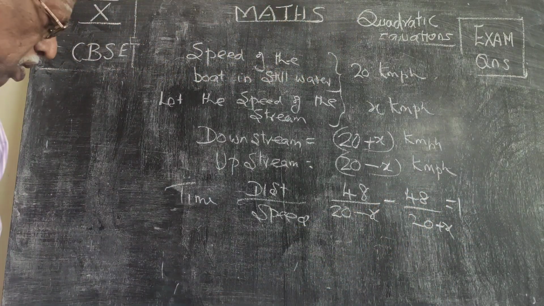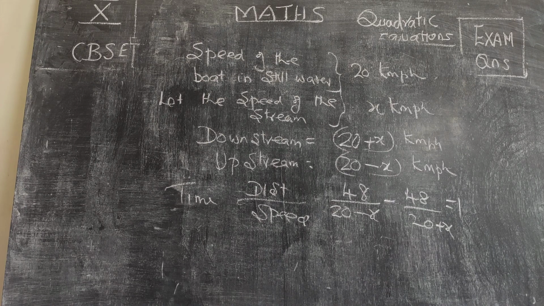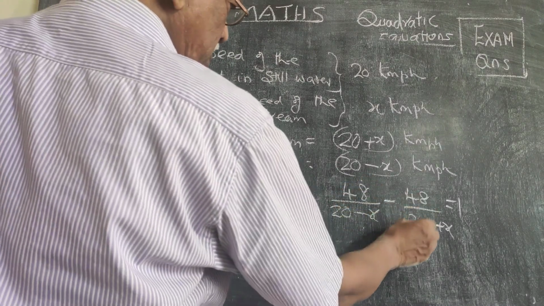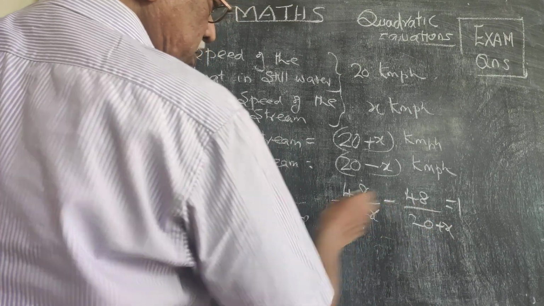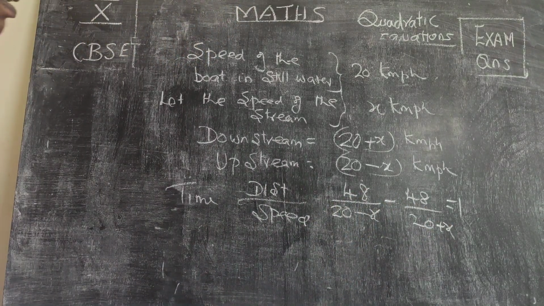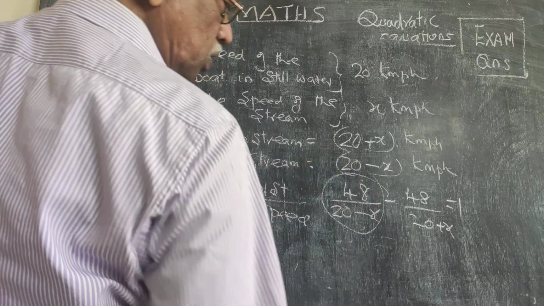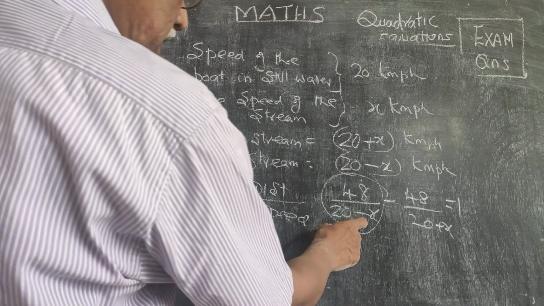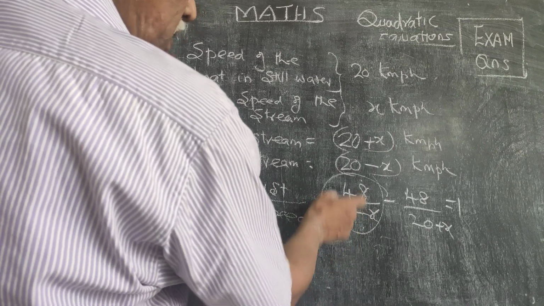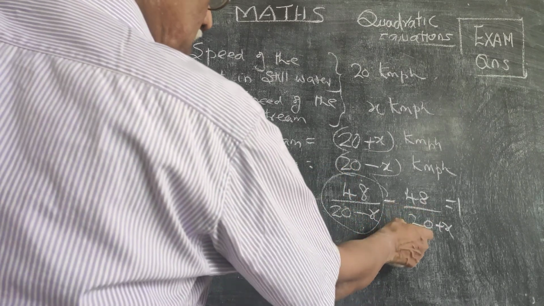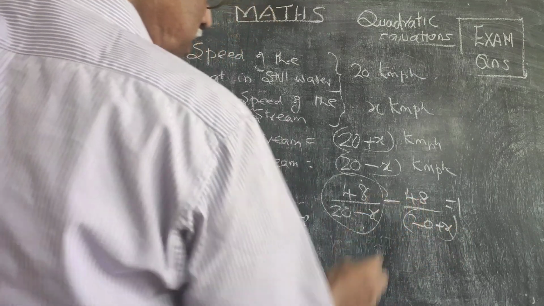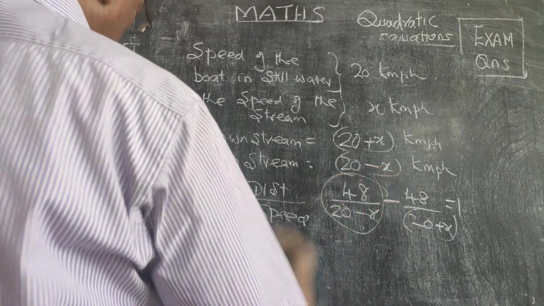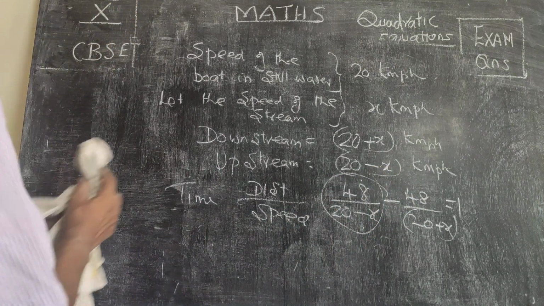Here also, the students' general mistake is that they put 48 divided by 20 plus x minus 48 by 20 minus x. That is reversed. But understand clearly that the upstream time will be more when you are going with a lesser speed. As I said in the earlier video, when you are moving with a lesser speed, it will take more time, and this will take lesser time because you are moving with a higher speed. So after arriving at this, the problem is now becoming an easy one.